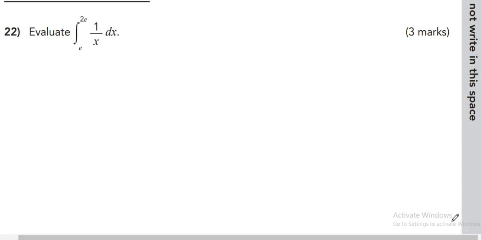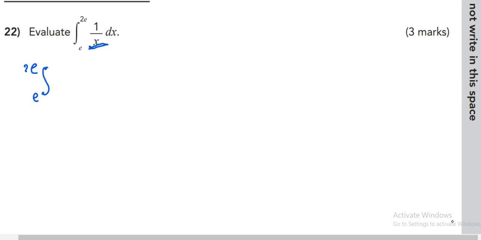Question 22. Evaluate the definite integral from e to 2e of 1 over x dx. Here it's a direct question and it's very simple. We'll just integrate this expression and then substitute by these values, subtract the first value from the second, to find the final answer. So the first step, we have to integrate the expression.